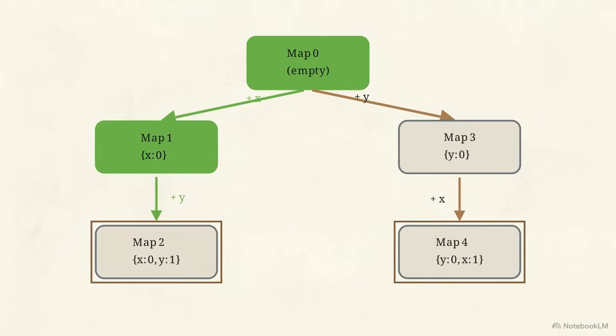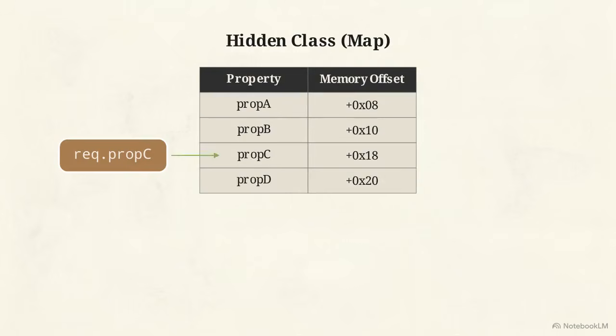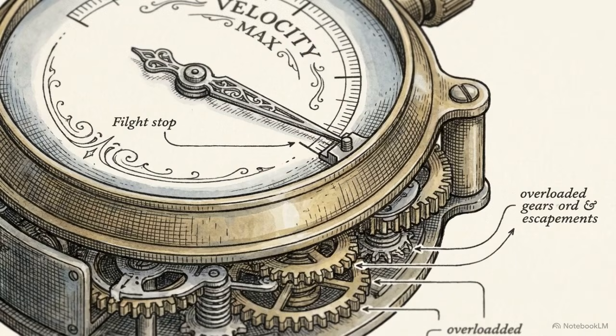The specific order in which you add properties dictates the exact transition path. This transition chain is fragile. Using the delete operator to remove a property breaks the chain completely. The engine is forced to abandon the map structure, dropping the object back into slow, dictionary mode hash lookups. Object shape stability dictates raw execution speed.